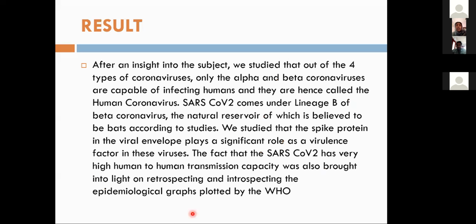So after an insight into the subject, we have studied that out of the 4 types of coronaviruses, only the alpha and beta coronaviruses are capable of infecting humans, and they are hence called the human coronavirus. SARS-CoV-2 comes under the lineage B of beta coronavirus, the natural reservoir of which is believed to be bats according to the studies. We have studied that the spike protein in the viral envelope plays a significant role as a virulence factor in these viruses. The fact that SARS-CoV-2 has very high human-to-human transmission capacity was also brought to light on retrospecting the epidemiological graphs plotted by the WHO.